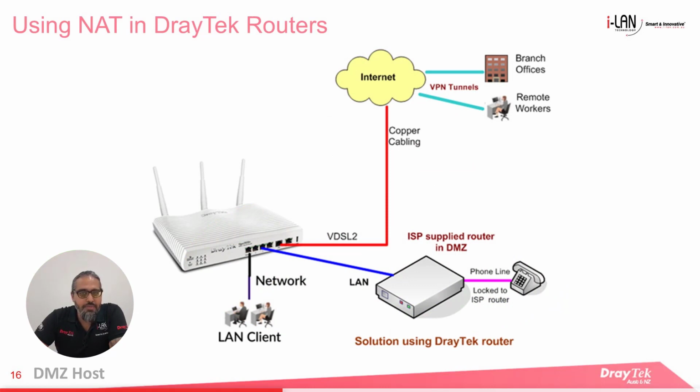One application for DMZ is when transitioning phone services from the old PSTN system to NBN voice services. Often the NBN service provider will supply a basic VoIP router which is locked into their network, and it is very difficult to migrate the VoIP service to a VoIP-enabled Draytek router if the ISP will not give you the SIP details. Now here the solution is to place the ISP supplied router into the DMZ of the Draytek router as shown in the diagram here.